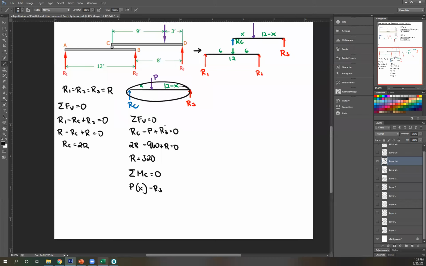Distance is this total distance is just 12. So I can write 12 equals 0. And I already know what R3 is. That's 320. So I can solve for x. What's x? Correct, it's 4.